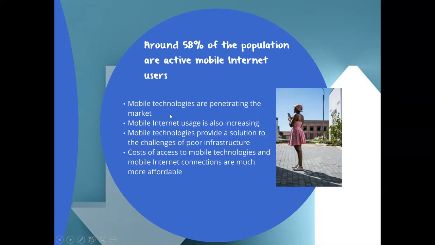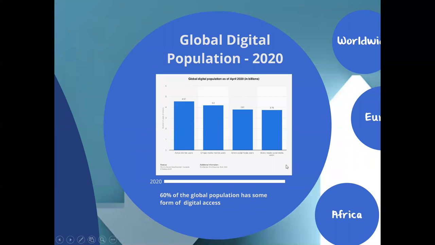All right, so what we're seeing is that mobile technologies are penetrating the market. The statistics show that clearly. Mobile internet usage is also increasing. Mobile technologies provide a solution to the challenges of poor infrastructure in South Africa and possibly in the region as well. Costs of access to mobile technologies and mobile internet connections are much more affordable.